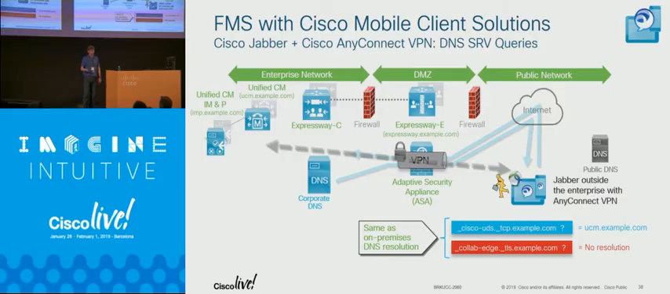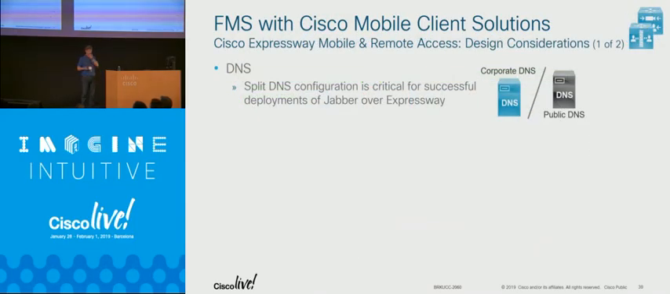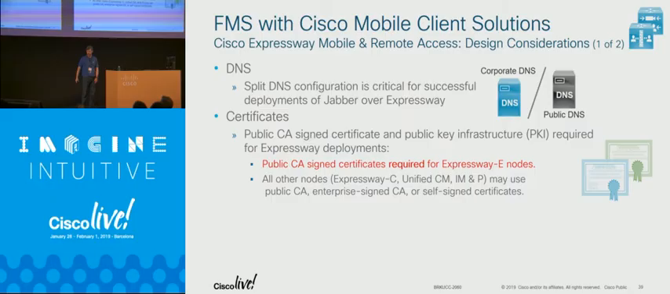All right, any questions on that? No? All right, cool. In terms of how we make all this mobile and remote access work, obviously DNS is going to be huge, split DNS that we just talked about. There's a couple other things we need to think about as well. Certificates. Obviously, because we want this to be secure, we're going to leverage certificates. That's how we secure most things within the collaboration space.